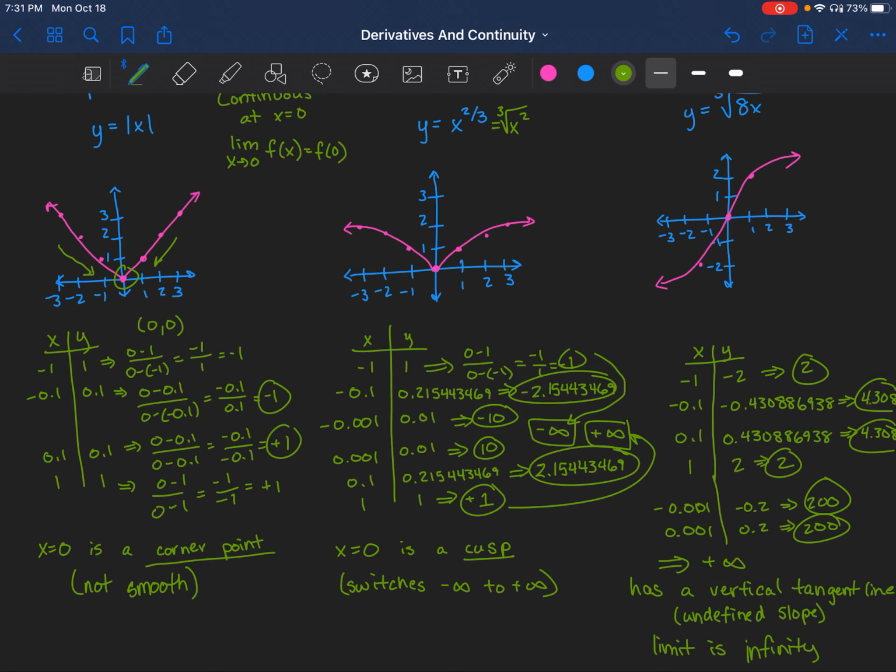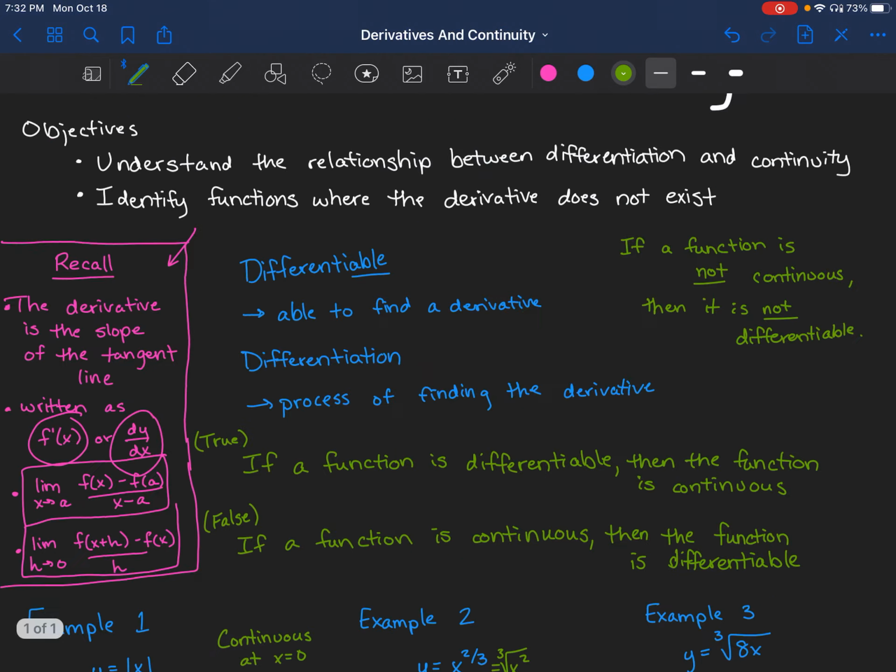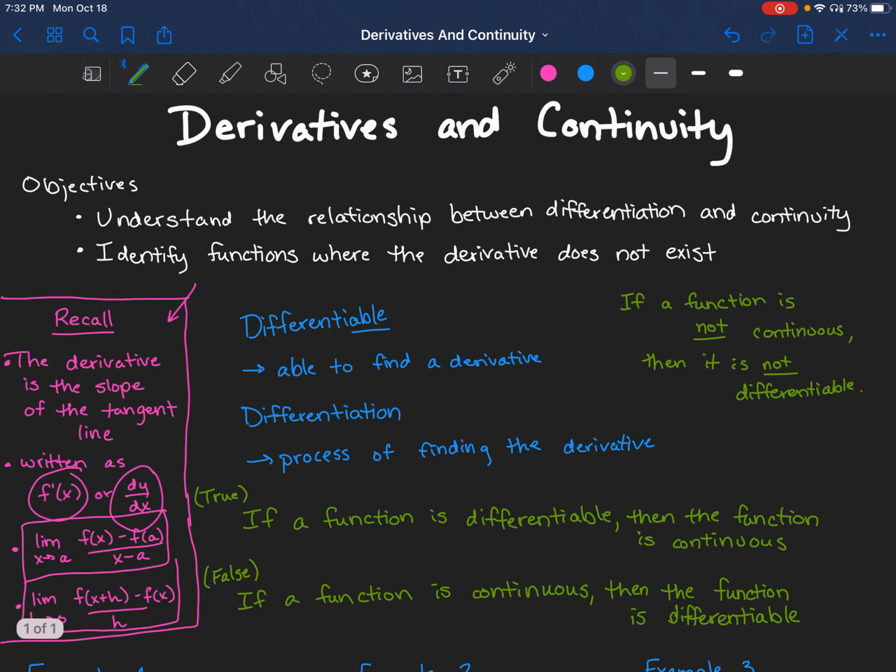So again, there are three really good reasons why we could not have a derivative at a specific point. Number one, we would have a corner point where it switches from one number to another number. We could have a cusp where it switches from positive infinity to negative infinity, or negative infinity to positive infinity. Or we could have a vertical tangent line where it's still infinity, but it's either positive infinity or negative infinity both times. It doesn't switch. The other possible case where it's not differentiable is, again, where it's not continuous.